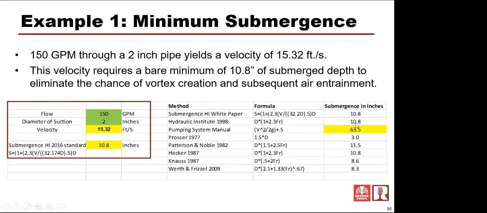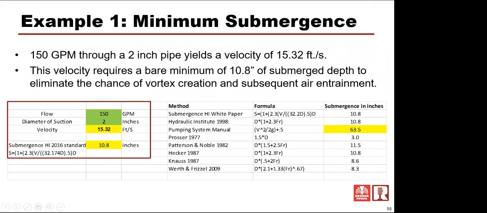You'll see some of these agree with that. Some of them don't. This is a fairly evolved calculation because there's an abbreviation for a calculation here that is fairly evolved. But the important thing is here, if we show 150 gallons a minute through a 2-inch pipe, it's 15.32 feet per second. We need 10.8 inches of submergence, right?